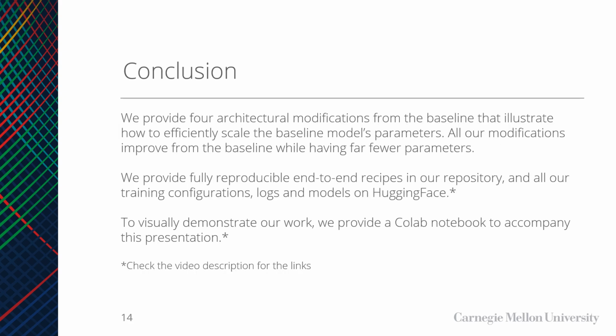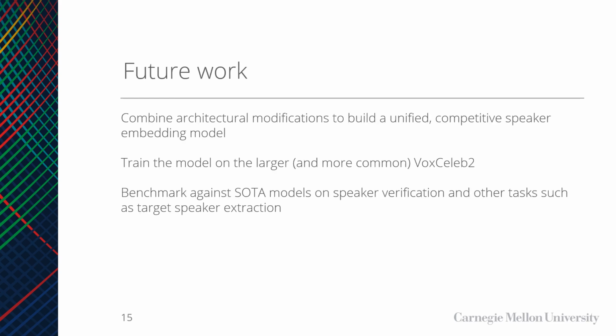We demonstrate 4 architectural modifications from the baseline that illustrate how to efficiently scale the baseline model's parameters. We provide fully reproducible end-to-end recipes in our repository, and our models are on Hugging Face. We also demonstrate our work using a Colab notebook that accompanies this presentation in the description.